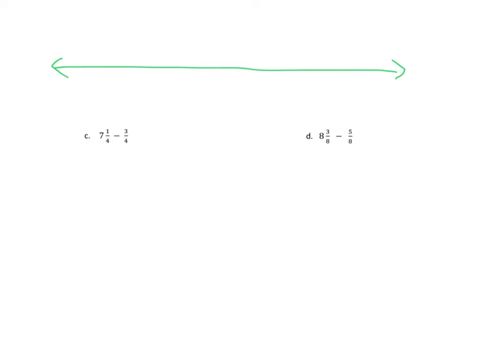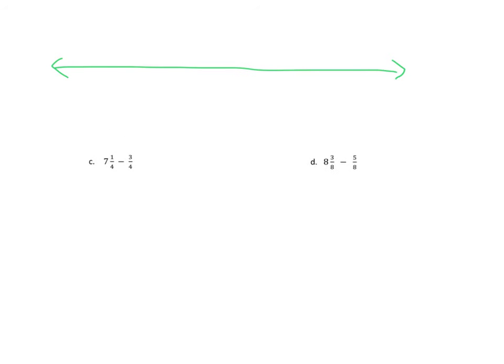All right, let's continue practicing with 2 more problems. So looking at problem C, we have 7 and 1/4 taking away 3/4. Before I even start my problem, I can see that I'm taking away a bigger fraction than I'm starting with. So let's see how that's going to change solving it. I'm going to start by drawing my number line.